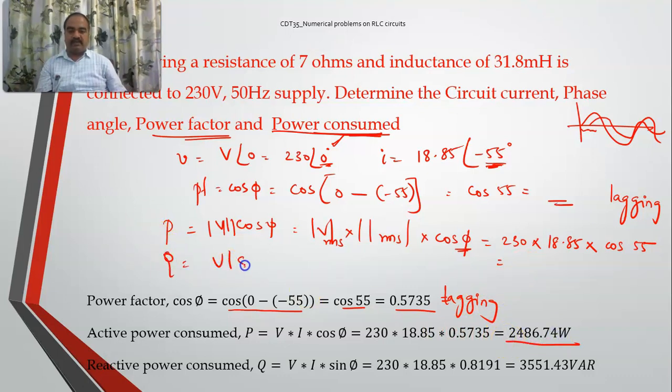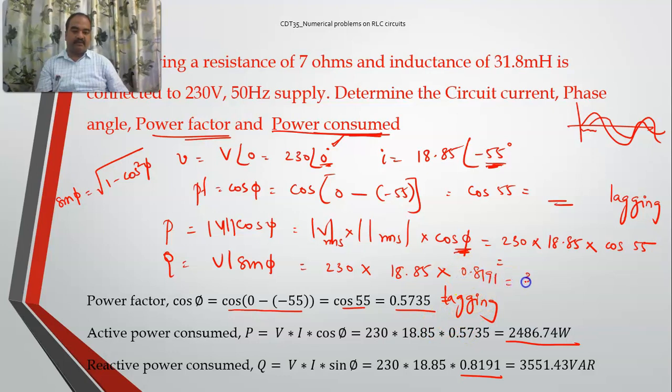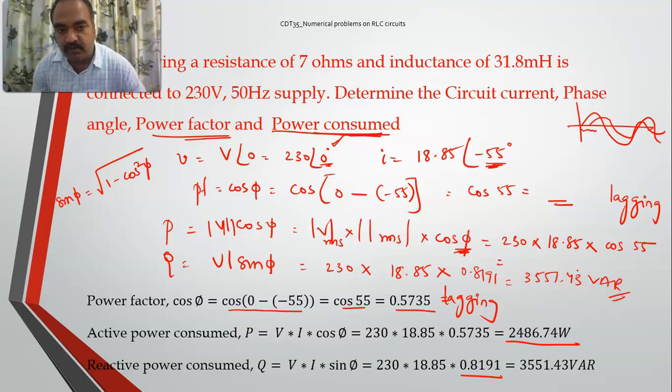Q is VI sin phi. Use only magnitudes, not the entire complex variables. 230 into 18.85. If I have cos phi, I'll get sin phi also. How to get sin phi? Sin phi is the square root of 1 minus cos square phi. So I'll get sin phi, which is 0.8191. So I have got 3551.43. Yeah. Understood. This is the way we do the problems.